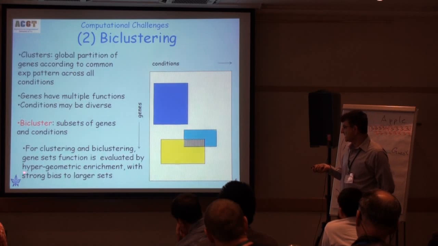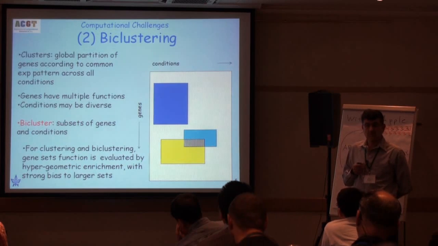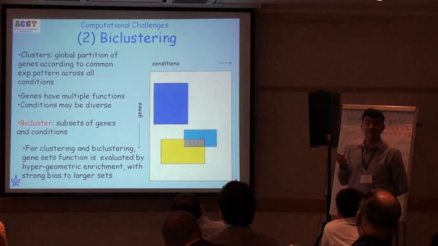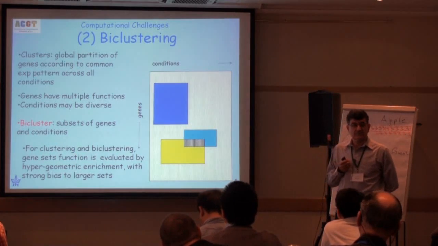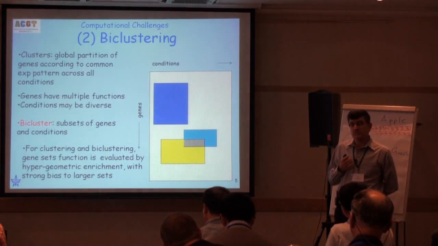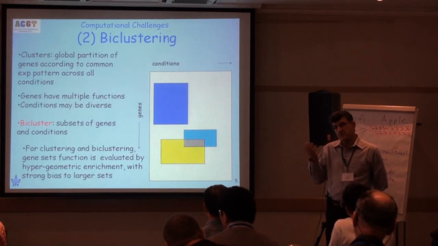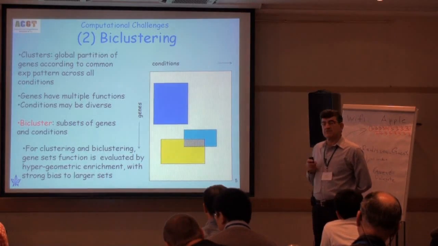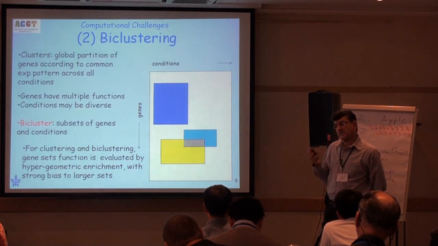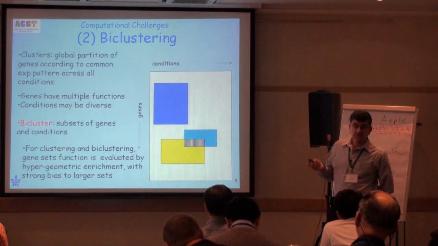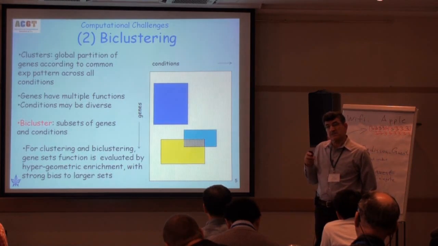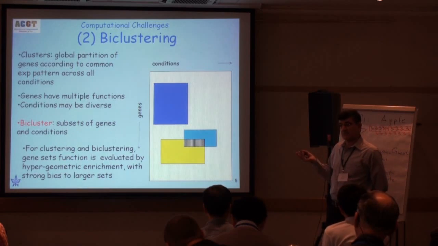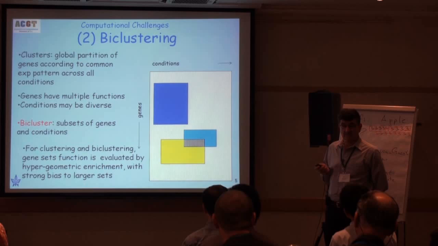And this is typically done using the hypergeometric score, which has an annoying feature that it prefers large classes. So if your set is 50 genes and 70% of them are from the class, or it's 500 genes and 50% of it in the class, typically, the hypergeometric score will prefer the latter.